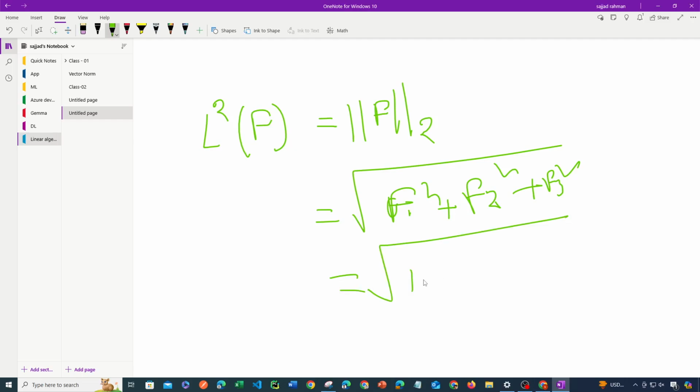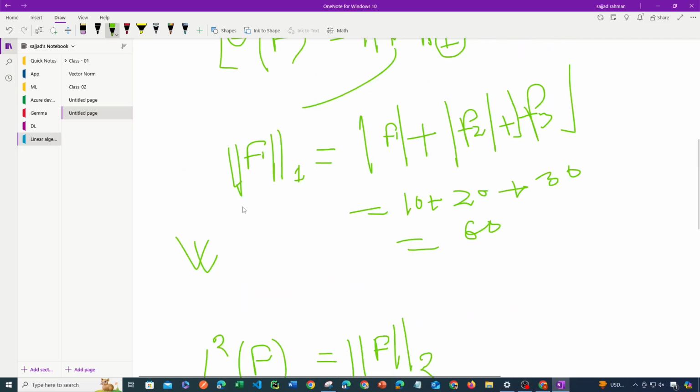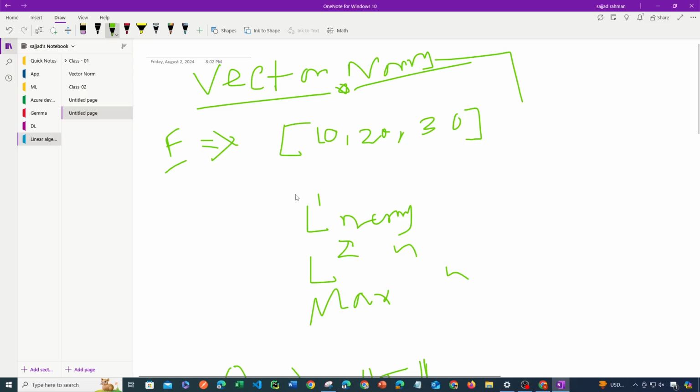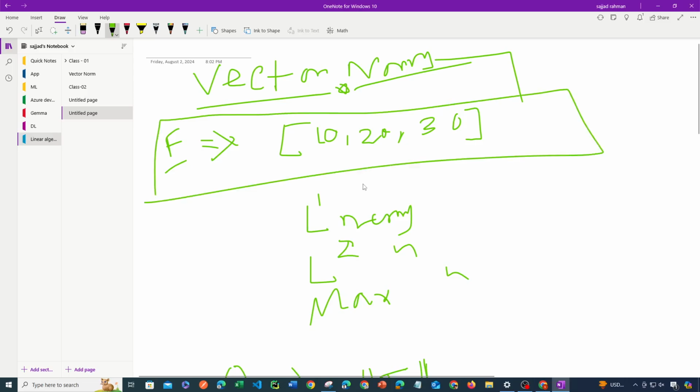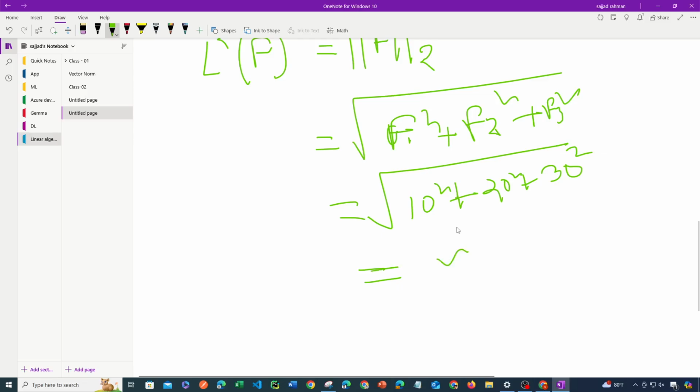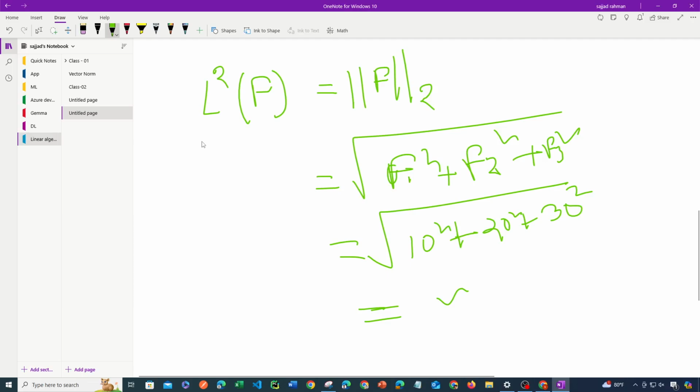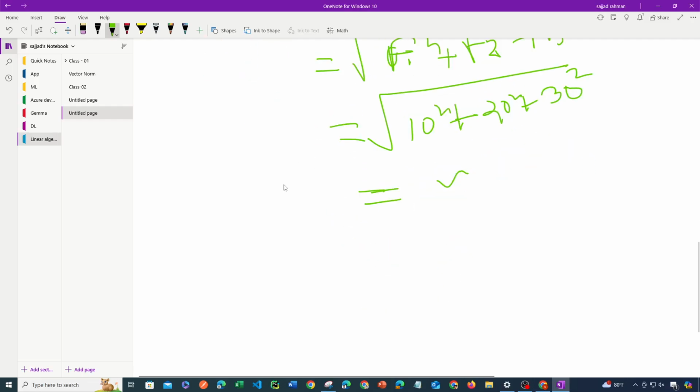Okay, so where do I get this value? Well, earlier I denoted this f vector here, so we work from this. Okay, so the result is something, and this will be our L2 norm. It's also known as the Euclidean norm. Euclid was a great mathematician, if I am not mistaken, he comes from Greece.